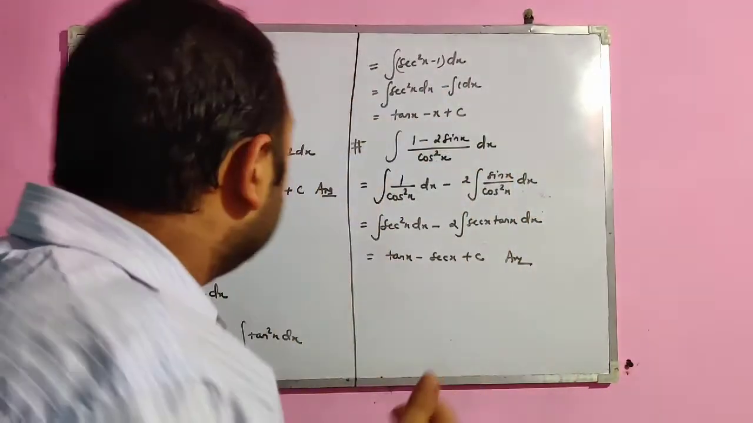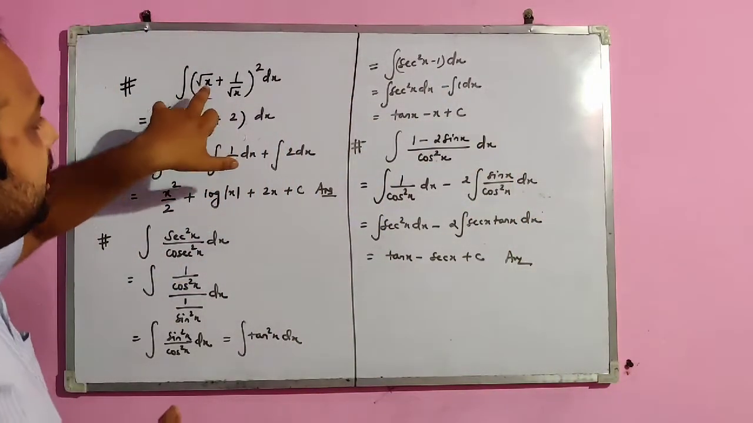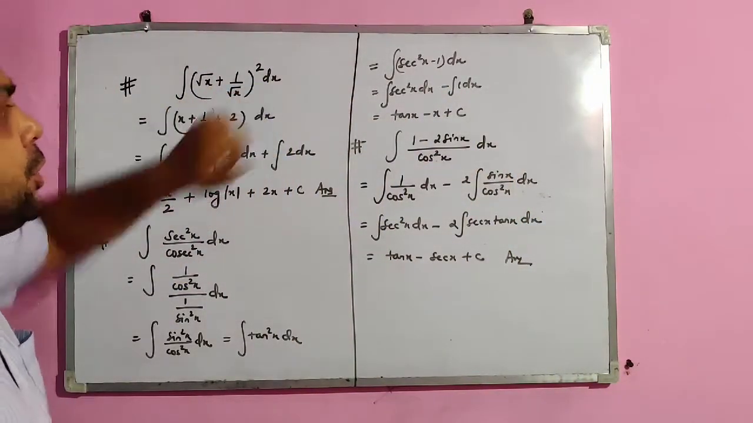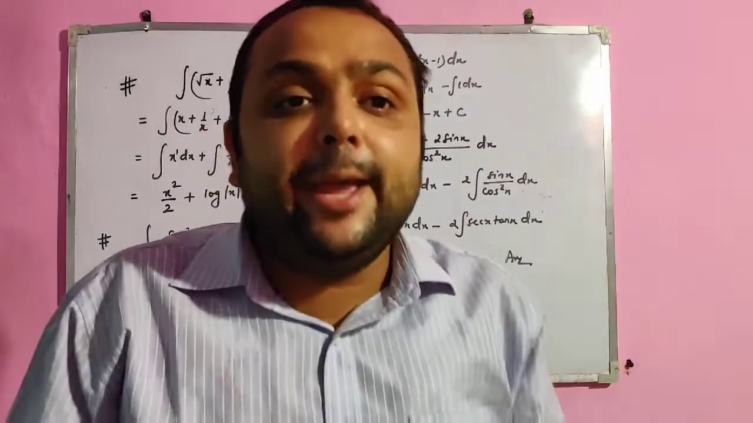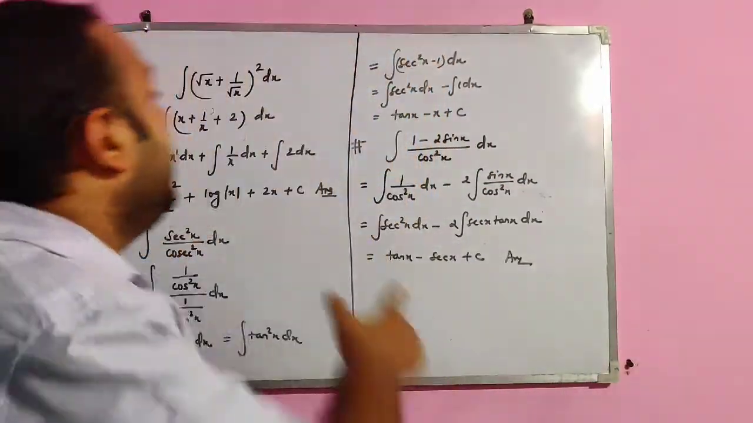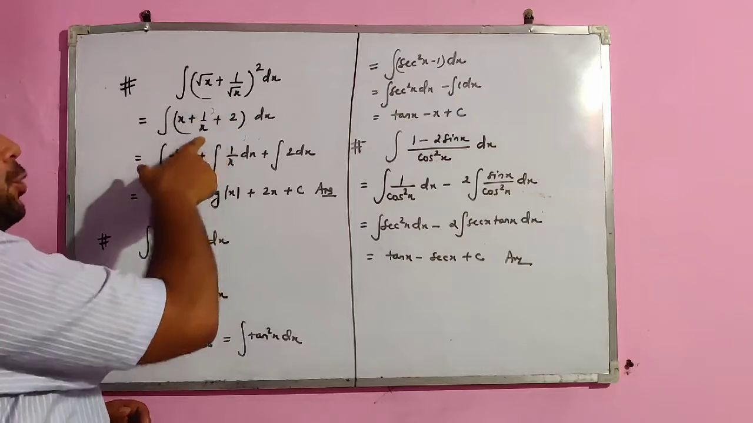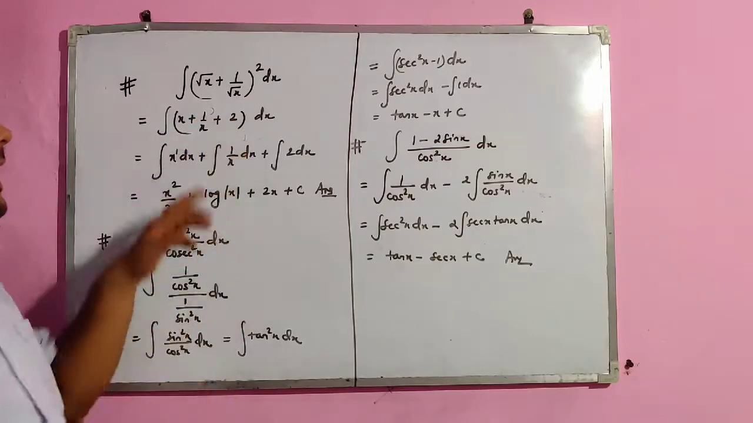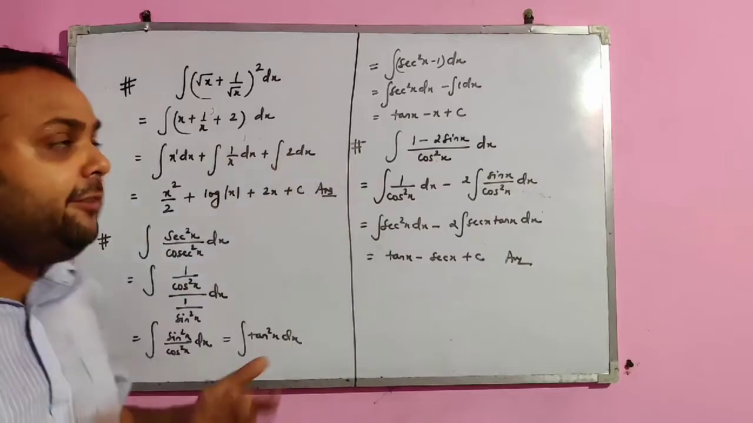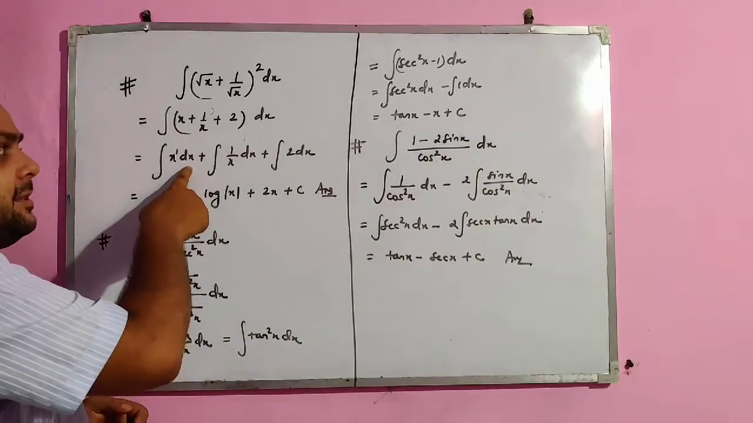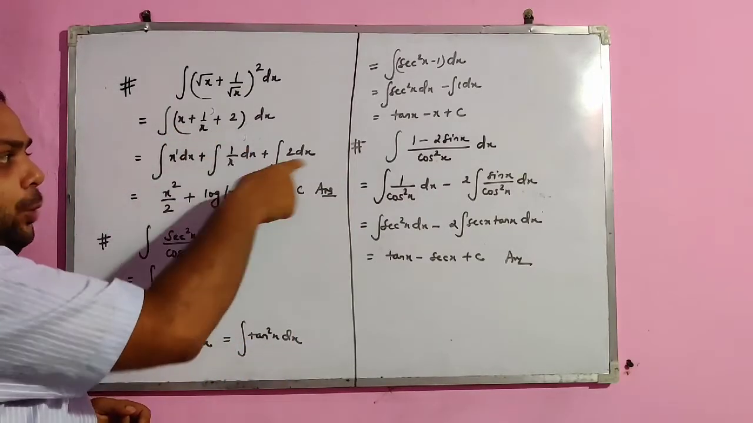The first one is integrate (root x plus 1 by root x) whole square. The first thing is we have to apply the concept of (a plus b) whole square, which is a square plus b square plus 2ab. So what we get? x plus 1 by x plus 2. Now taking it individually, we get x dx, 1 by x dx, 2 dx.